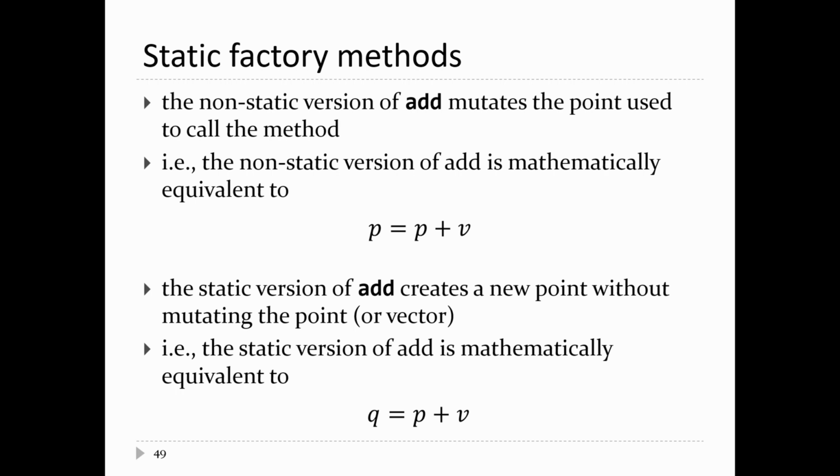Sometimes you don't want to do that. I want to take p and v, I want a new point, but I don't want to change the original point. That's what the static version is for. The static version takes p and v, adds their coordinates together, and gives you back a new point q without changing p. And so there's another example of a use case for a static factory method.